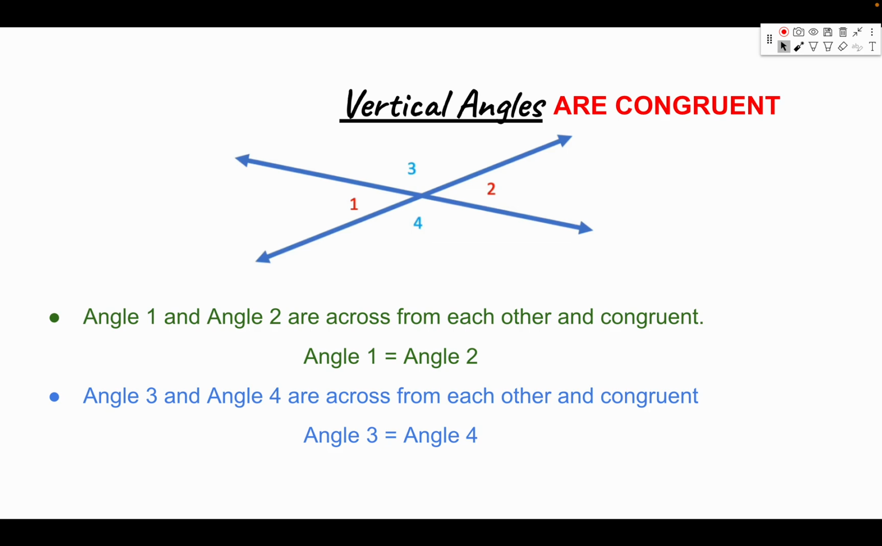Congruent is talking about the same size and the same shape, meaning equal measure. So all vertical angles are congruent, meaning they have the same measurement. A key factor to remember.